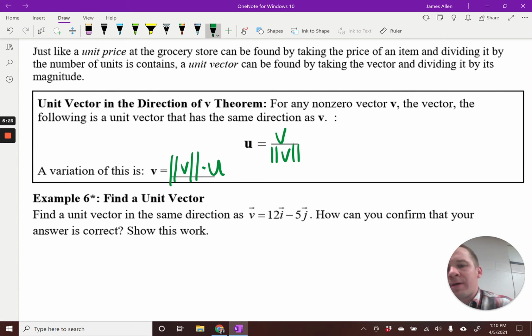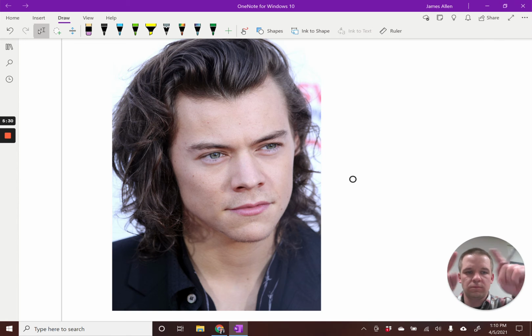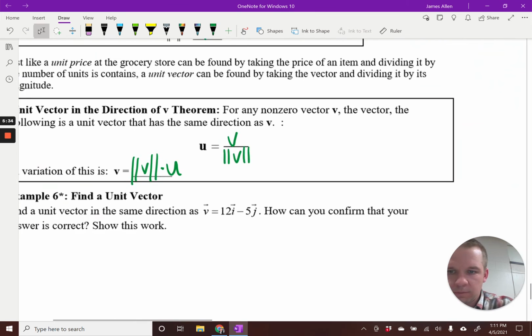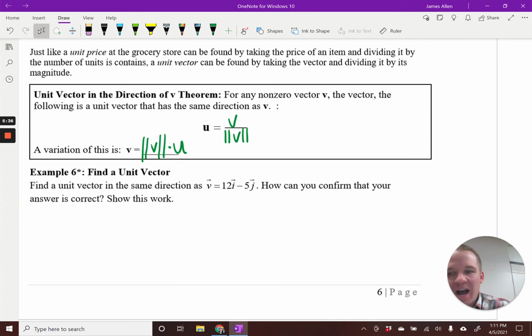Okay, so find a unit vector in the same direction as 12i hat minus 5j hat.